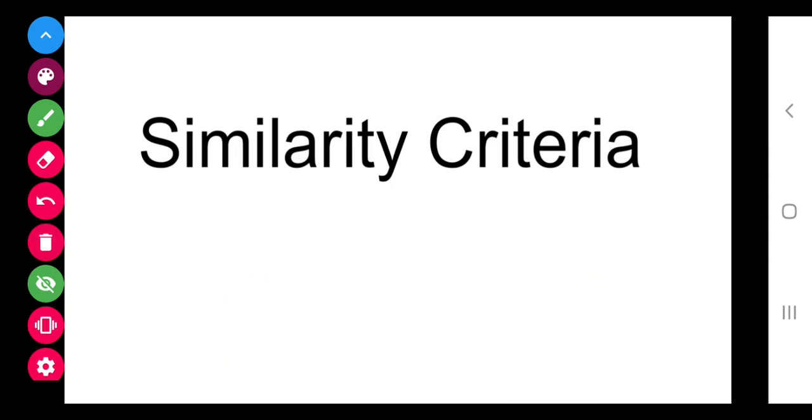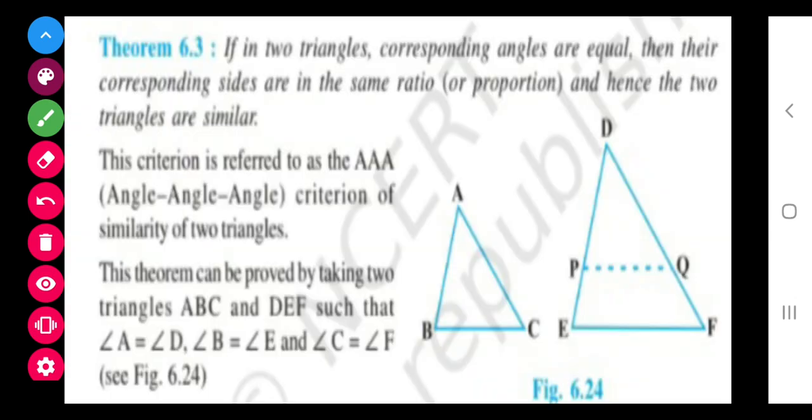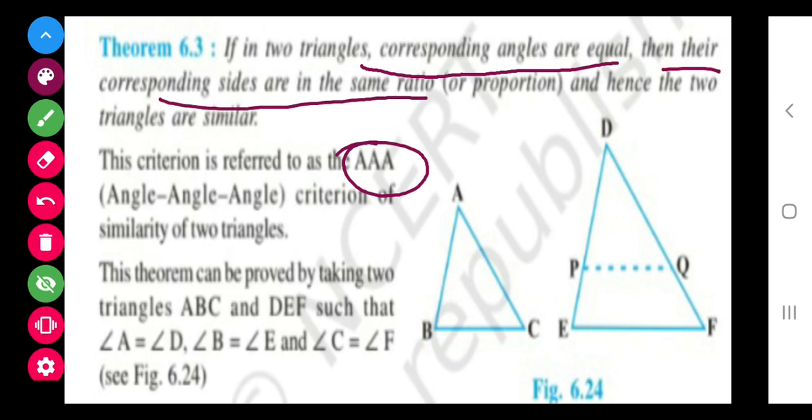Now in this chapter, in the class 10 syllabus, we have AAA. If in two triangles corresponding angles are equal and their corresponding sides are in the same ratio, hence the two triangles are similar. If corresponding angles are equal, then their corresponding sides will also be in the same ratio. This was the definition given in the first exercise.